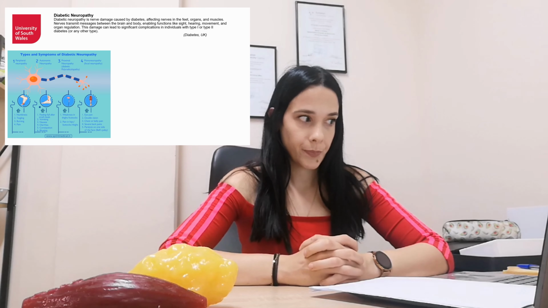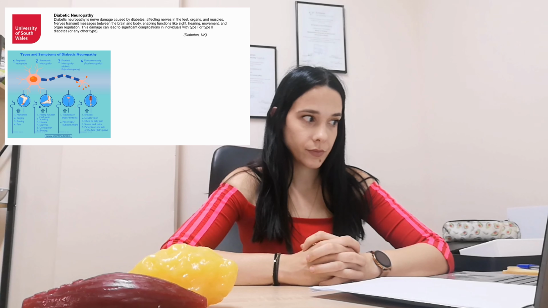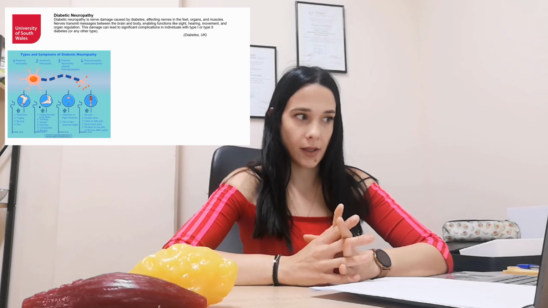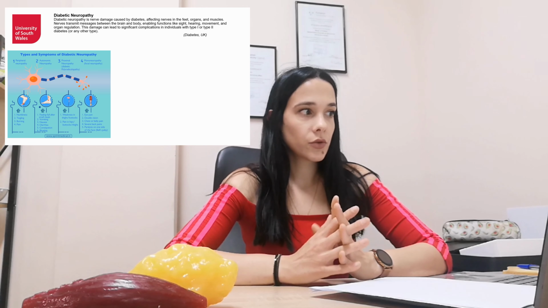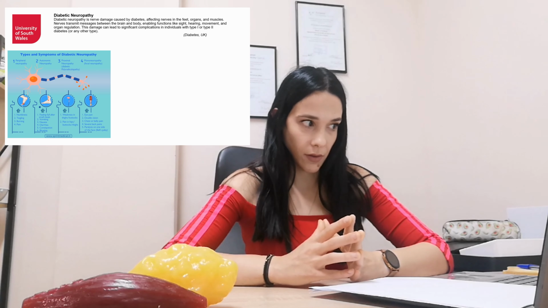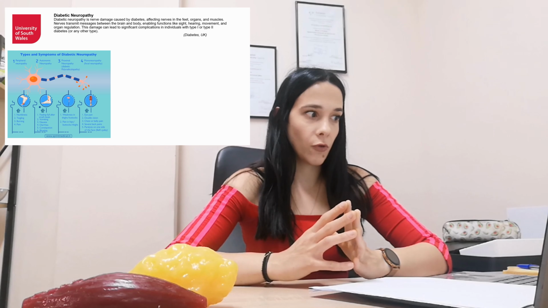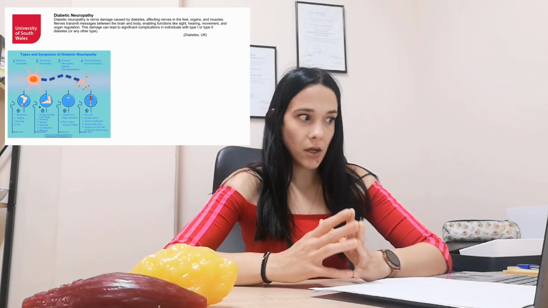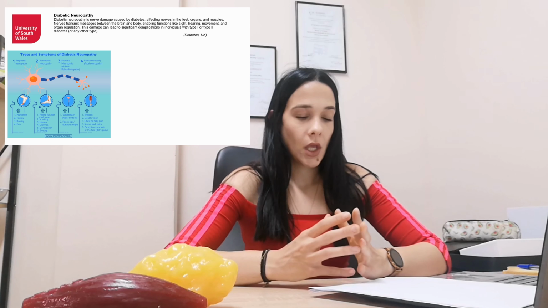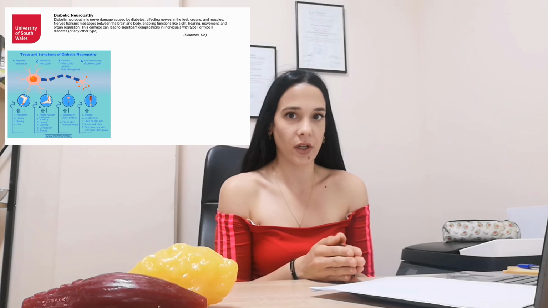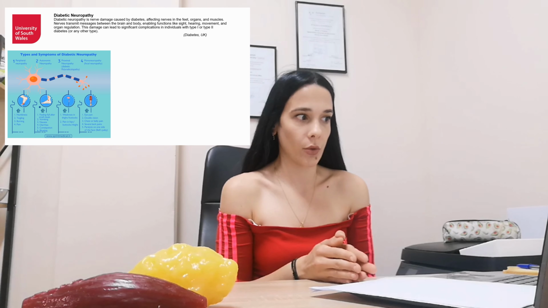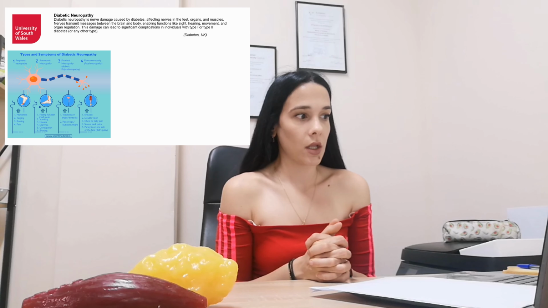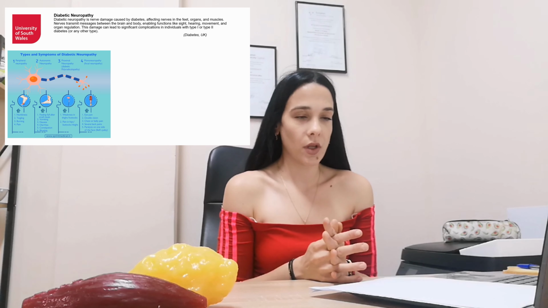Category number 1, we have peripheral neuropathy. In this one, we have numbness, tingling, burning, and pain. Category number 2 is autonomic neuropathy. In here, we have a feeling of fullness after small meals, vomiting, nausea, diarrhea, constipation, and bloating. Number 3 of the categories of diabetic neuropathy is proximal neuropathy. In here, patients have weakness in the thighs and buttocks, and pain in the hips, buttocks, and thighs.